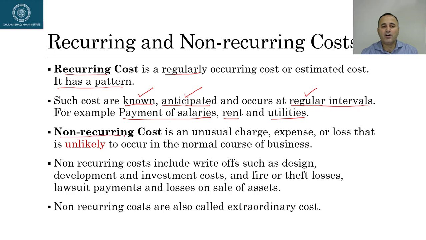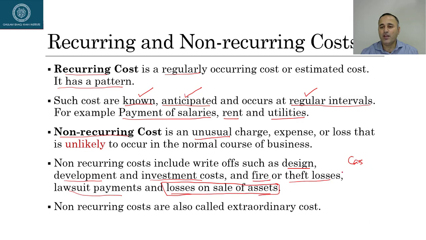Some of the costs are non-recurring. They are unusual. The unusual costs would be, for example, cost involved in design and development, investment cost, and, God forbid, if there is a fire or theft, lawsuit payments, and losses on sale of assets. I'm explaining this last point: suppose you have company cars, let's say for executives or for delivery. After a certain time, let's say 5 years or 6 years, you sell those cars.